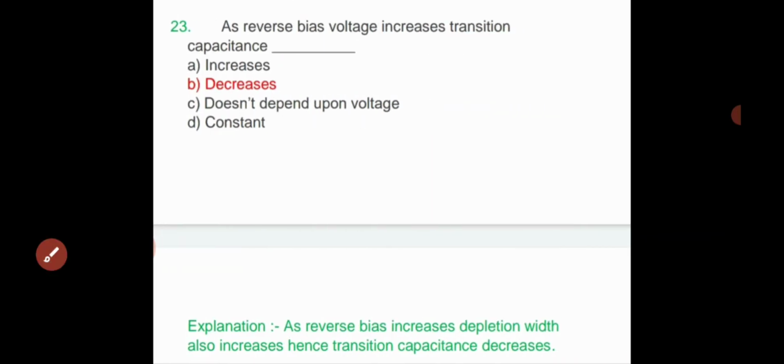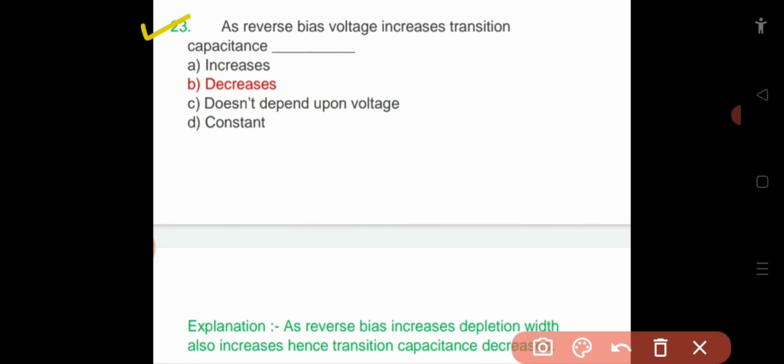Next question, question number 23. As the reverse bias voltage increases, the transition capacitance will be: option A, increases. B, decreases. C, does not depend upon the voltage. D, is constant. Then the answer is decreases, means as the reverse bias voltage increases, the transition capacitance decreases.